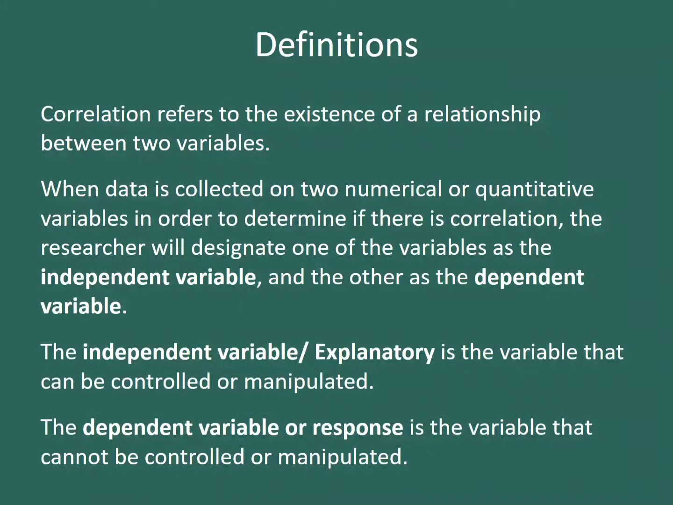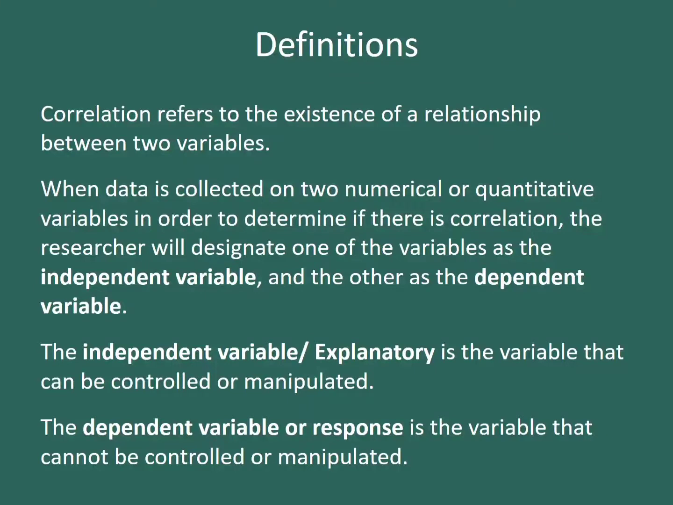Alright, so correlation refers to the existence of a relationship between two variables. So we're going to have two separate variables and we're going to see if there's a relationship between the two. And what do I mean by a relationship? Let me just throw this out there. For example, carbohydrates and fat. Obviously carbohydrates have a lot of calories, which has a lot of fatty acids, right? So is there a correlation between carbohydrates and fats?